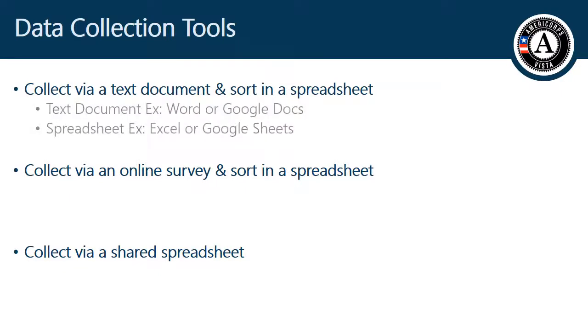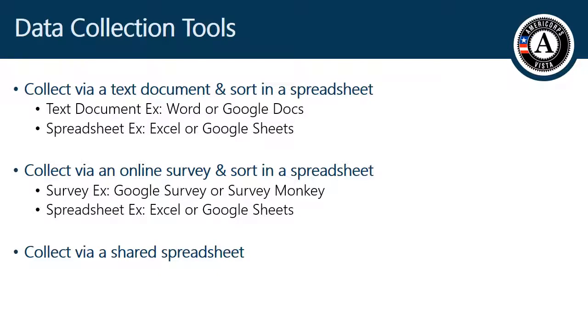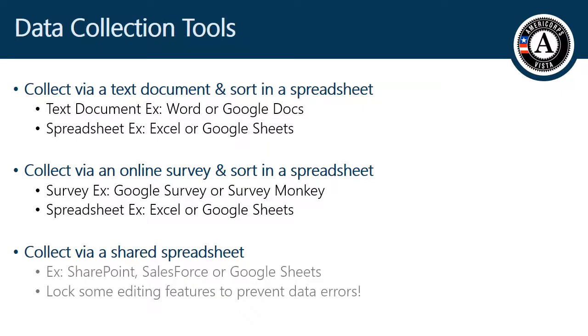You might collect data via a text document submitted by members and then sort that data into a spreadsheet to get totals, or you could collect data via an online survey and sort in a spreadsheet either manually or automatically. You might also choose to collect data via a shared spreadsheet. If you use this method, be sure to think about what information should be locked from editing to prevent data errors.